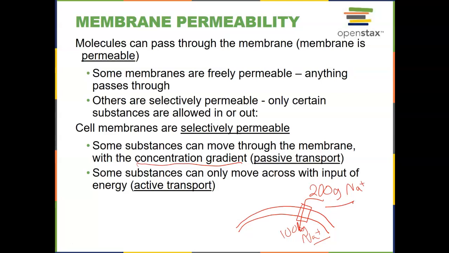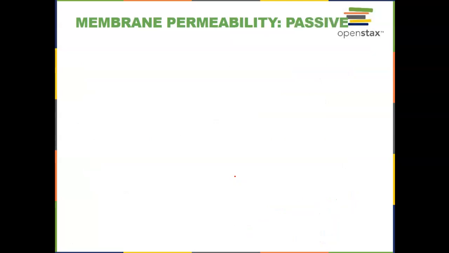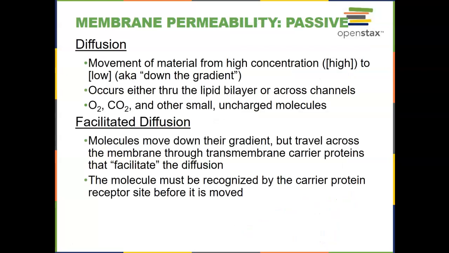Some substances, however, require energy to be moved back and forth. We call that active transport, and those are called pumps. So let's talk about a few examples of passive transport. Diffusion is just the movement of material from high concentration to low down the gradient. I just talked about that.